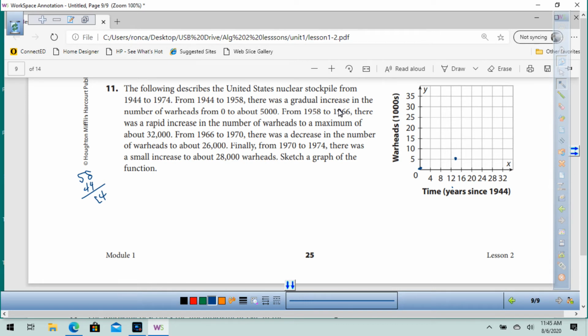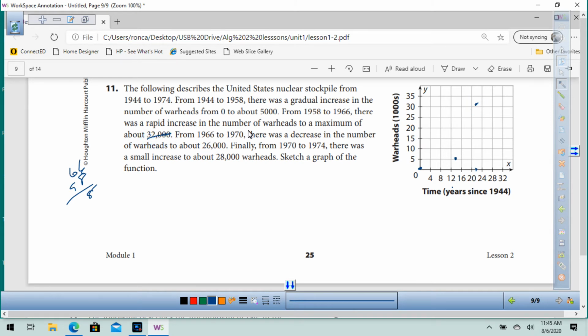From 1958 to 1966, 66 minus 58, I'm getting 8. So that's 2, 6, 7, 8, that's going to be right there. There was a rapid increase in the number of warheads to a maximum of about 32,000. So let's see, that's 30, 32, we'll say 32 is about right there.